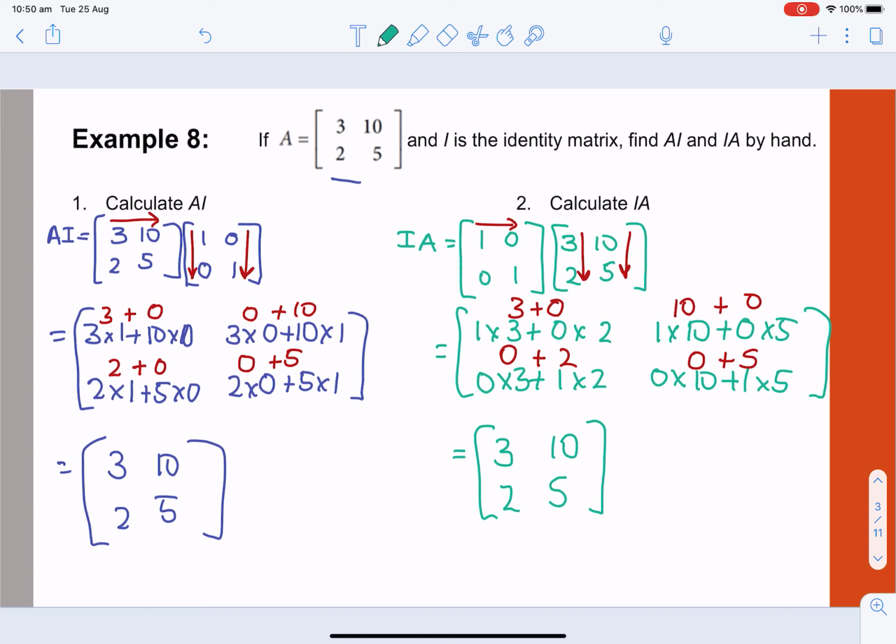Now, the identity matrix, this AI equals IA equals A, is an example where we can change the order of the matrices and the product still stays the same. Normally with matrix multiplication, AB does not equal BA, but with the identity matrix, we can switch it around and it doesn't change.